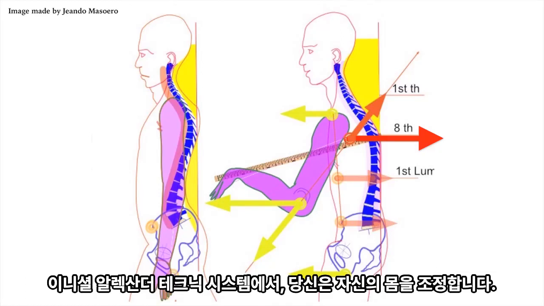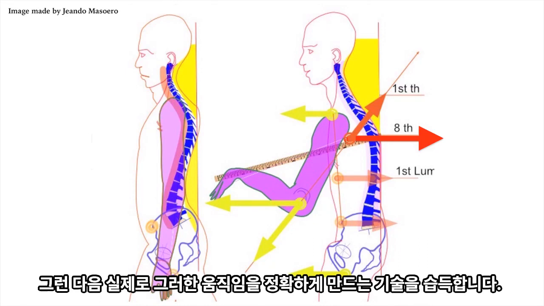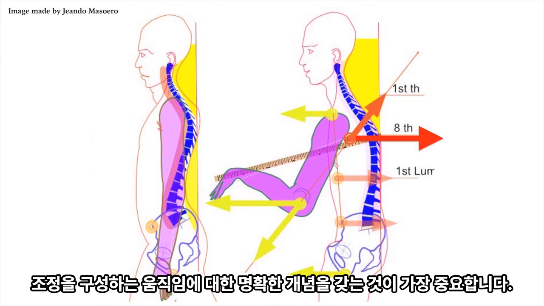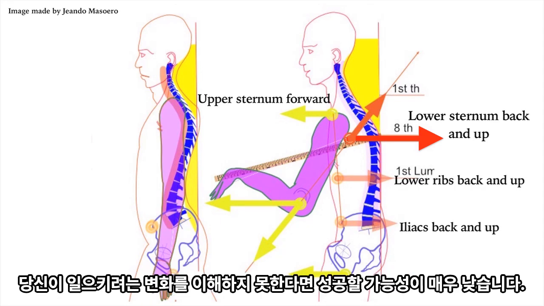In the initial Alexander technique system, you make adjustments to your body. You do that by first having a conception of the set of movements that you want to make, and then gaining the skill to actually make those movements accurately, which means having a clear conception of the movements that make up an adjustment is absolutely paramount. If you don't understand the change you're trying to make, you are very unlikely to succeed.